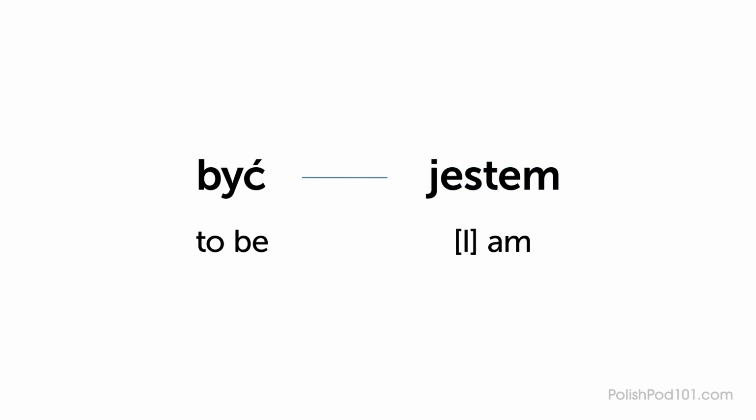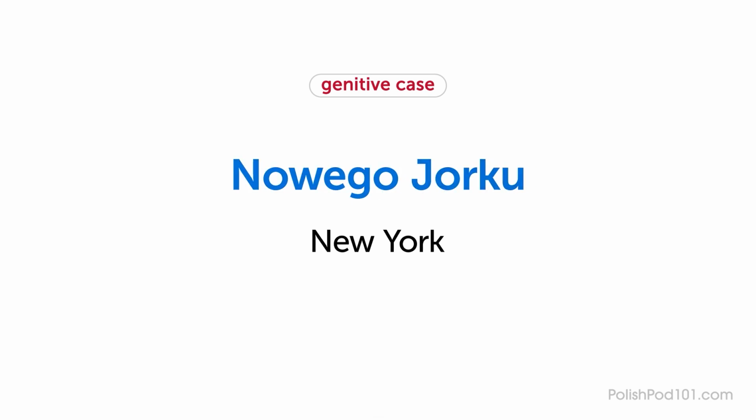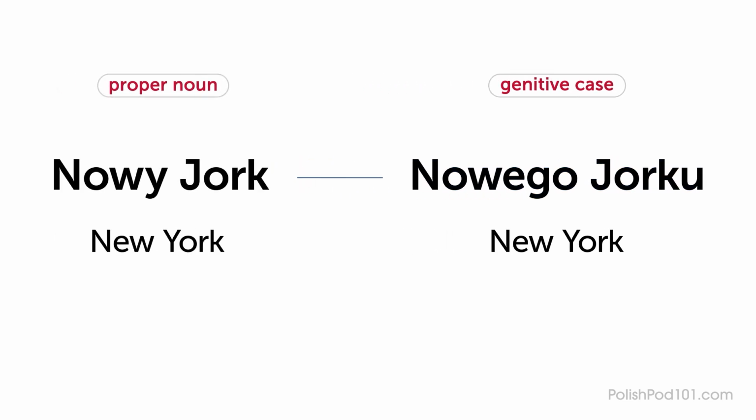Jestem is from the verb Być, meaning to be. Last is Z Nowego Jorku, meaning from New York. Let's start with Nowego Jorku, which is placed in the genitive case because it follows Z. Nowego Jorku is the genitive form of the proper noun Nowy Jork, New York.